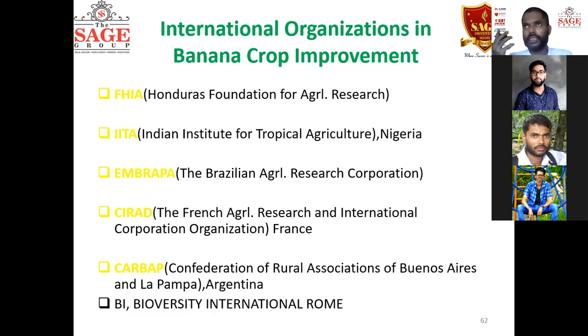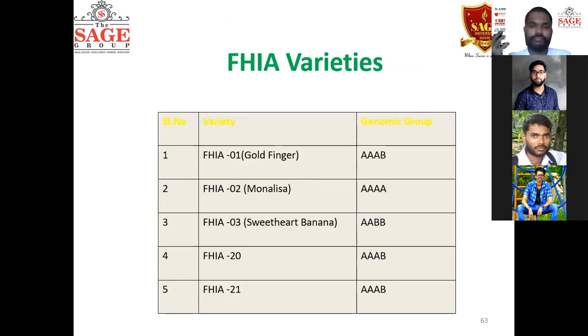That is Grand Nain. It came in India with the technology that is known as drip irrigation. At the international level, these research stations are there. So coming to individual varieties, we'll see them from different research stations.